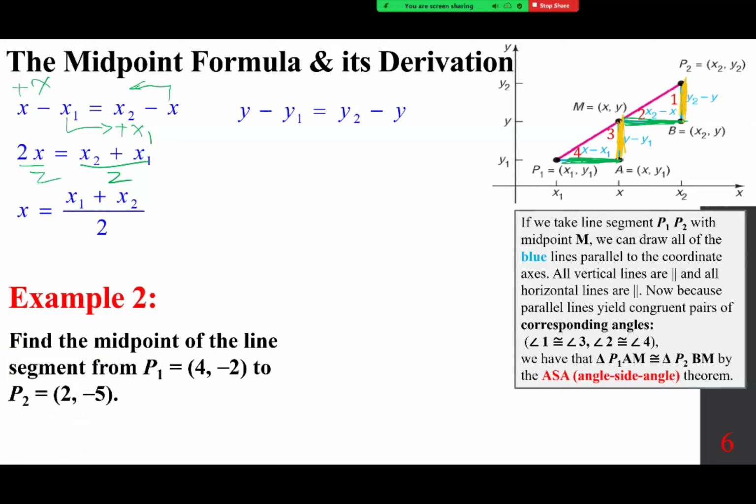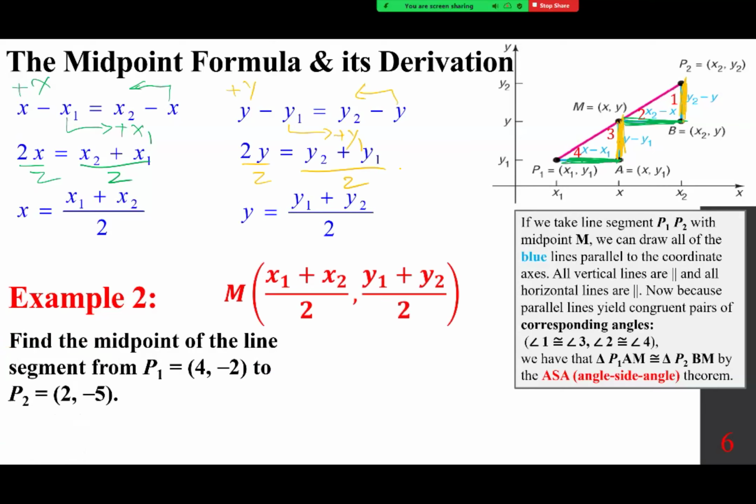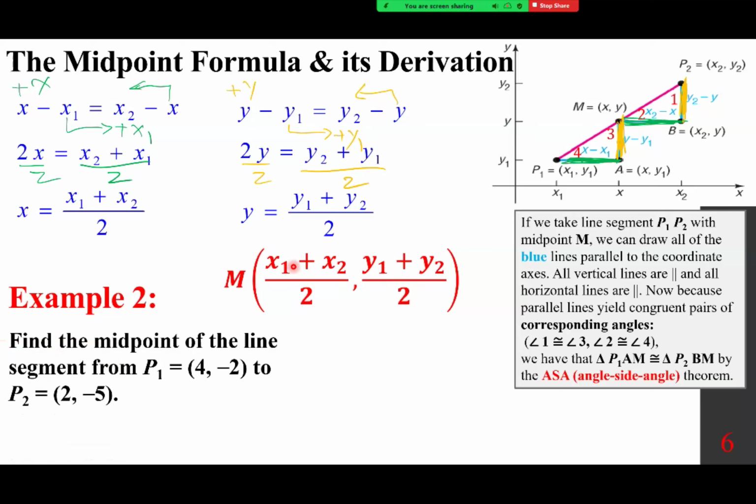And we move things around in the same manner and divide by 2. And the midpoint has the formula x sub 1 plus x sub 2 divided by 2, y sub 1 plus y sub 2 divided by 2.